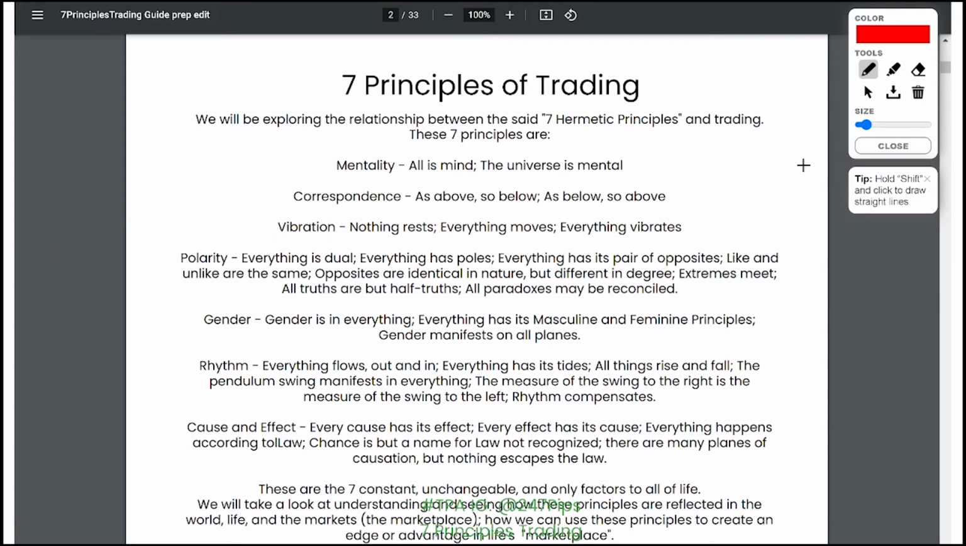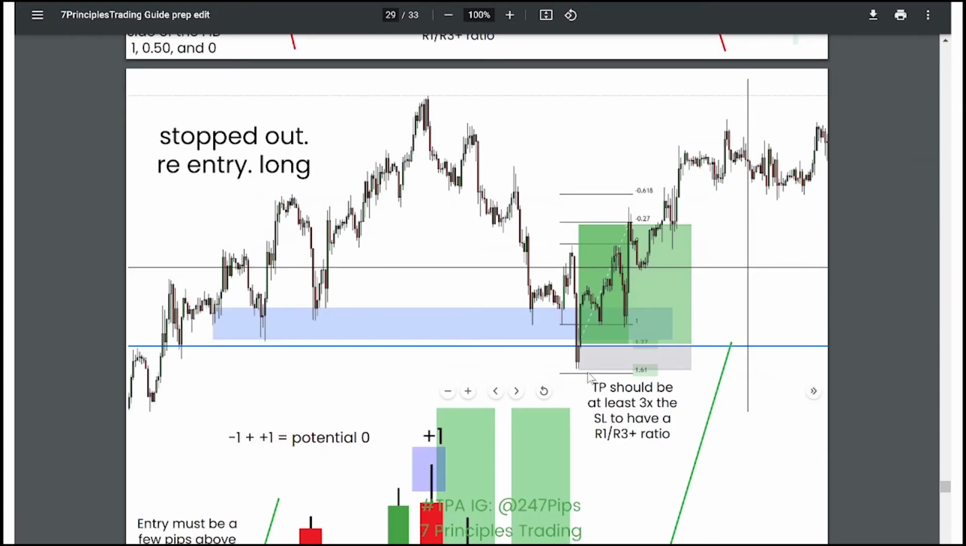If I can just scroll down real quick. Yeah, so things just like this where we look for the low to get popped out below before price actually goes back to the upside.